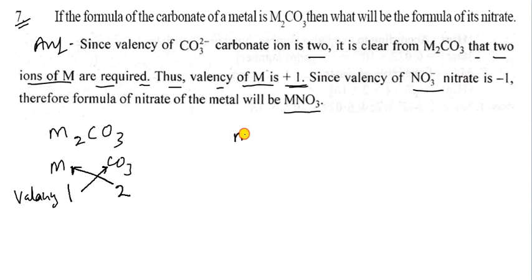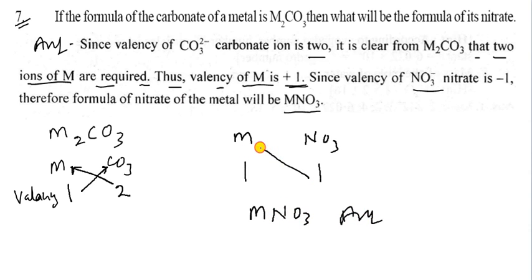Now come to the metal and nitrate, NO3. The valency of the metal is 1 and nitrate is also 1. So you have to write the formula MNO3. So that is your answer. You can write like this one and this one.